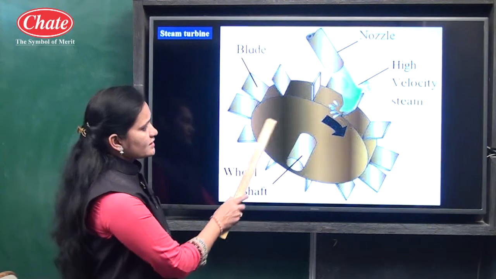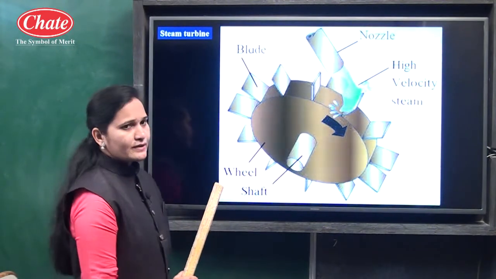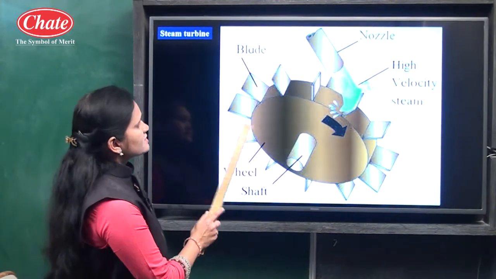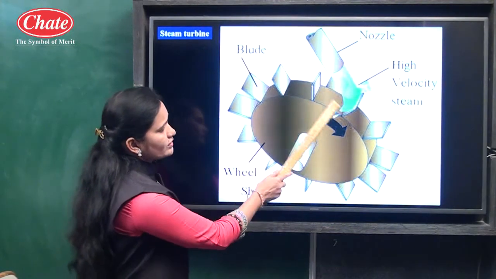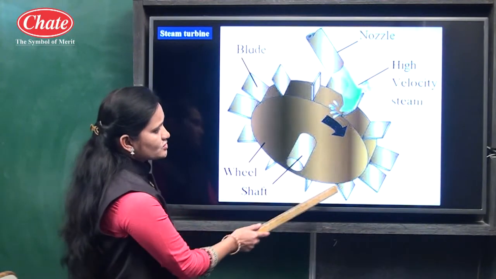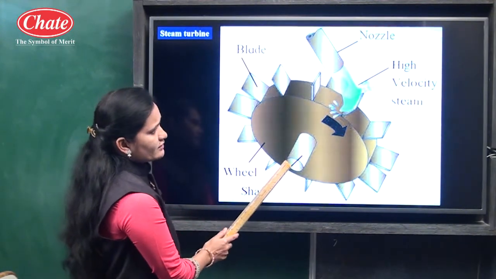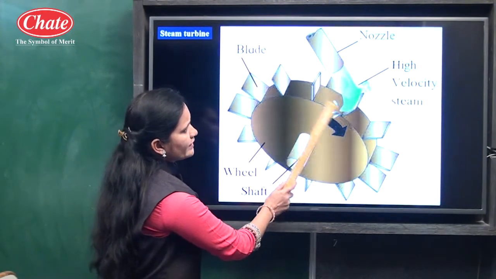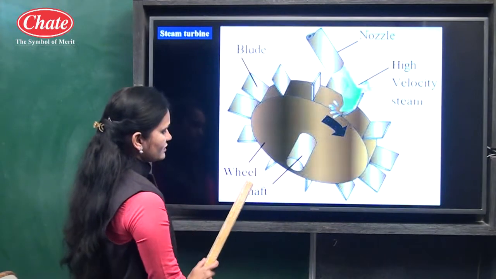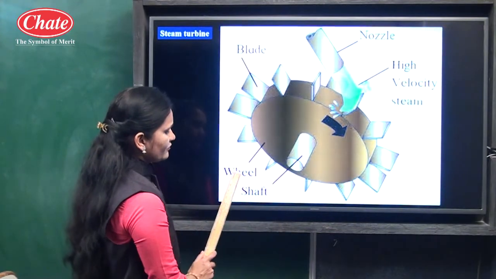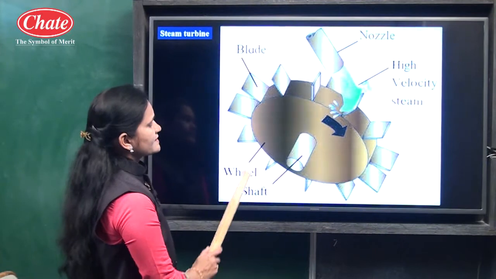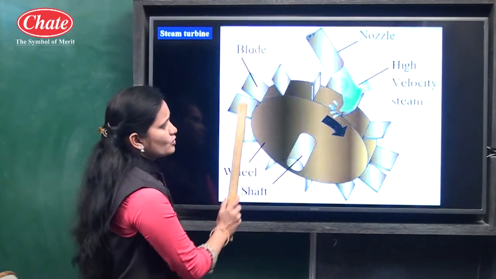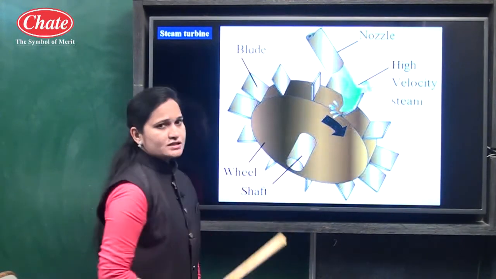Now let us see the next point about the steam turbine. If you want to see the structure of a steam turbine, it is a turbine which rotates by using steam. When steam with high velocity is directed on the blades of the turbine, it starts to rotate. Here in the middle you can see the wheel and shaft, and these are the blades by which the turbine starts to rotate with high velocity steam.